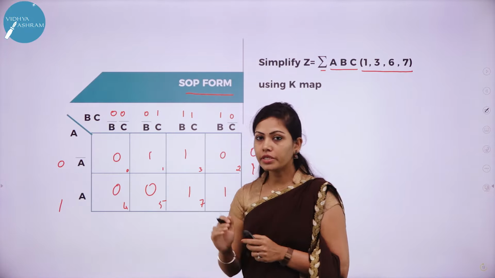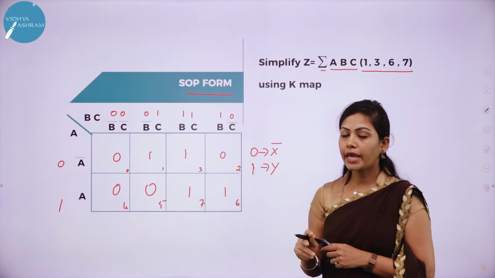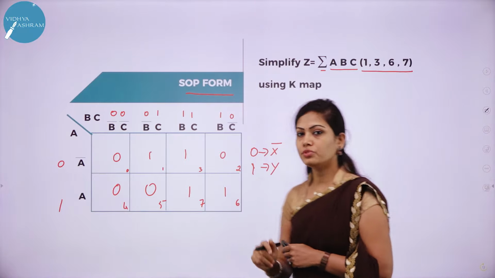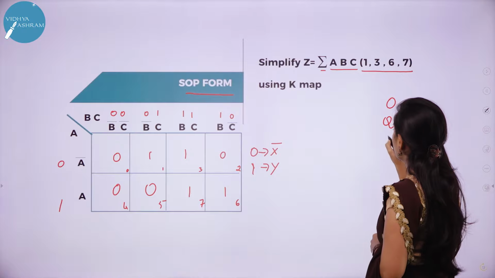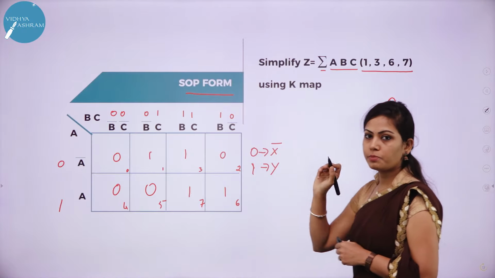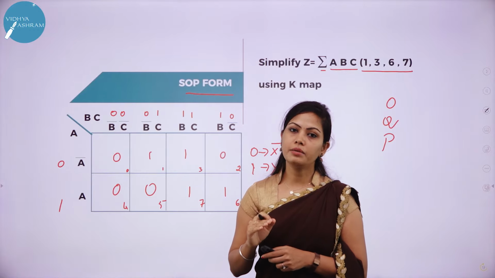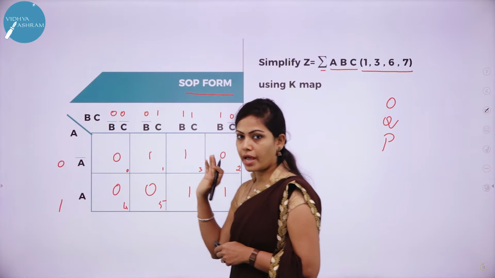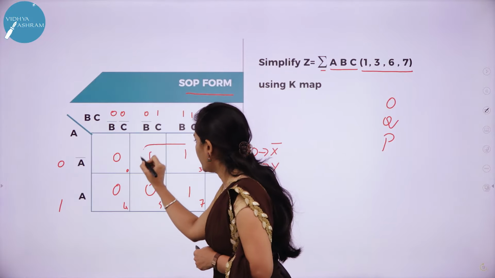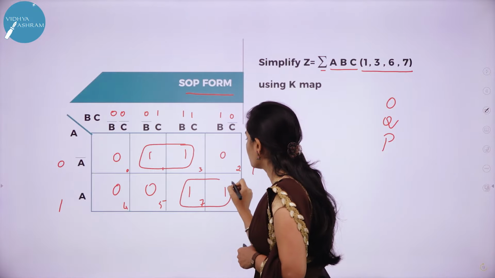Is there any octet or quad? No octet and no quad. In a K-map, first preference you should give to the octet, second preference to the quad, then the pair. Here there is no octet and no quad, we have only pairs. I will pair these two once and again I will pair these two once.